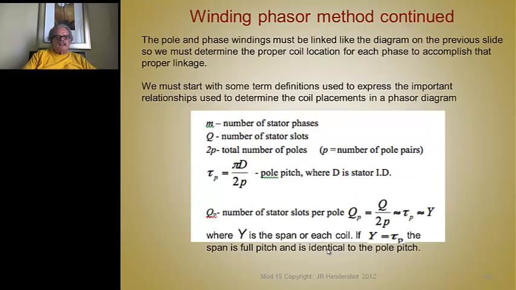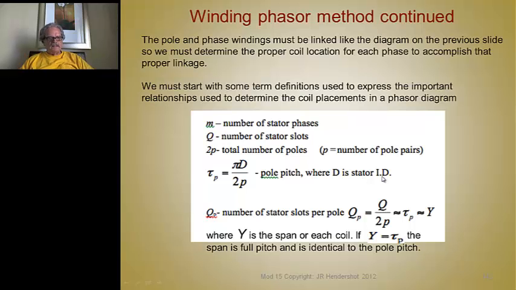Well, the pole and phase winding have to be linked like the diagram in the previous slide, so we can determine the coil location. So we have to start with some definition of terms used to express the relationship used to determine the coil placement, so we can make some calculations. So M is the number of phases, capital Q is the number of stator slots, 2p is the number of poles, with this little p being the number of pole pairs, so twice that many is the total number of poles.